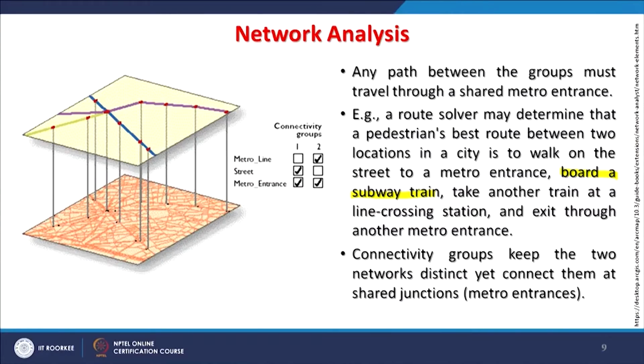I have seen that at some places there are 4 colored lines at a metro station. So, it is a really complex kind of network, and it has to be properly managed, and that can only be done if the network database and connectivity groups have been created properly. Connectivity groups basically keep the two networks distinct, like yellow line and green line, though they are connected through the shared junction or metro entrance.